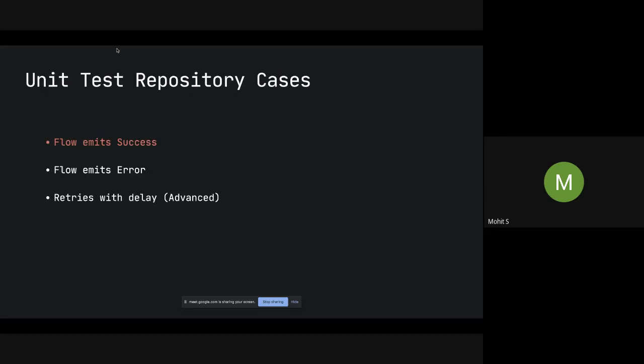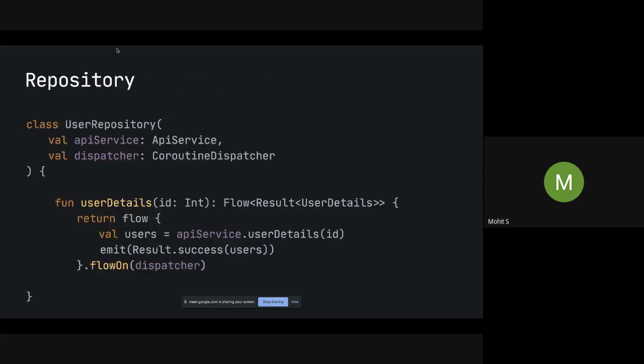So what we want to test are 3 different use cases for a repository. We want to test the success case, the simplest case, that the flow actually emits some result. And then we also want to test error handling, which is important. How do we handle errors in our repo and test that? And lastly, I'll show you a much more advanced one, where we handle retries with some delay. So let's start with the simplest example of handling a flow with the success.